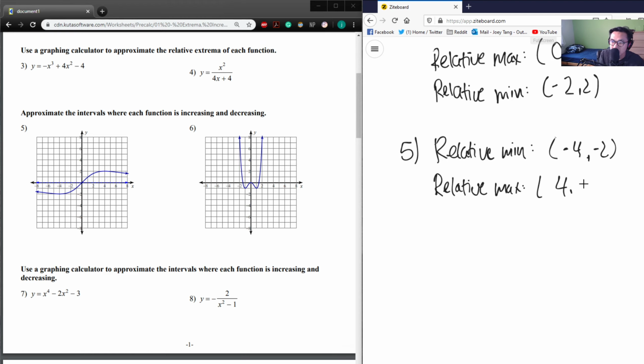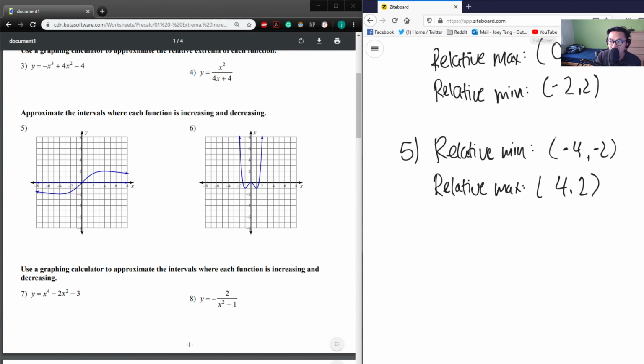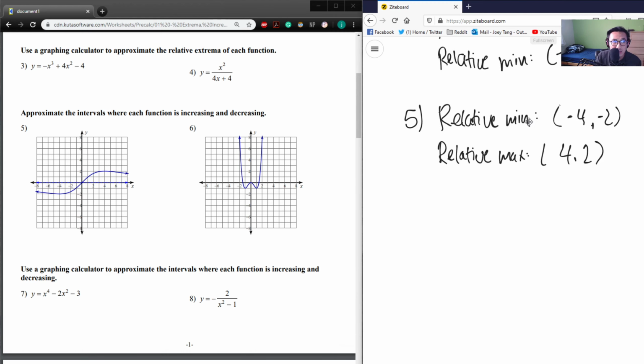Sorry. 4 and 2. And what we can do is approximate the intervals where each function is increasing, decreasing. So now if we know these two pieces of information, we can actually do these intervals. So let's do increasing first. So where my periods are increasing, and I'll do this in blue because it's a different concept. I think I should have color coordinated maximums and minimums, but it's okay.